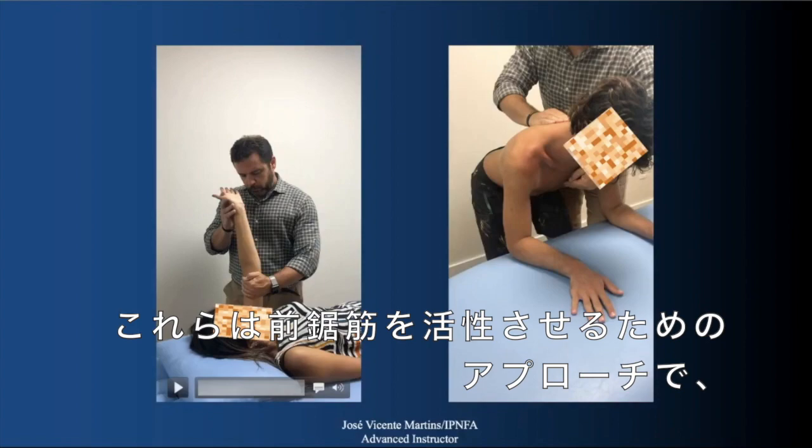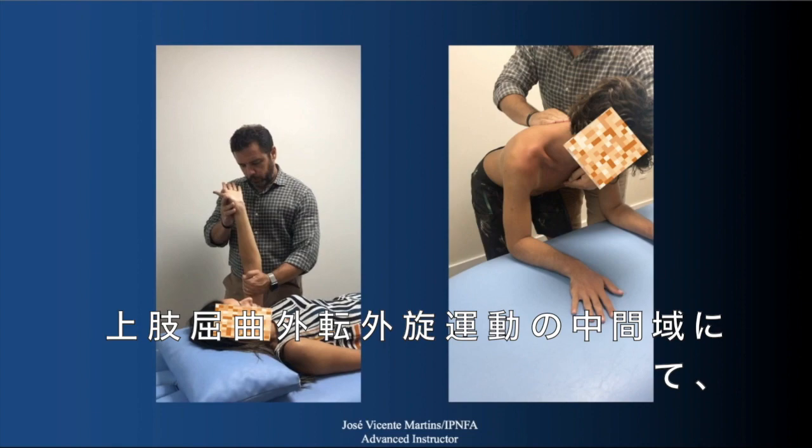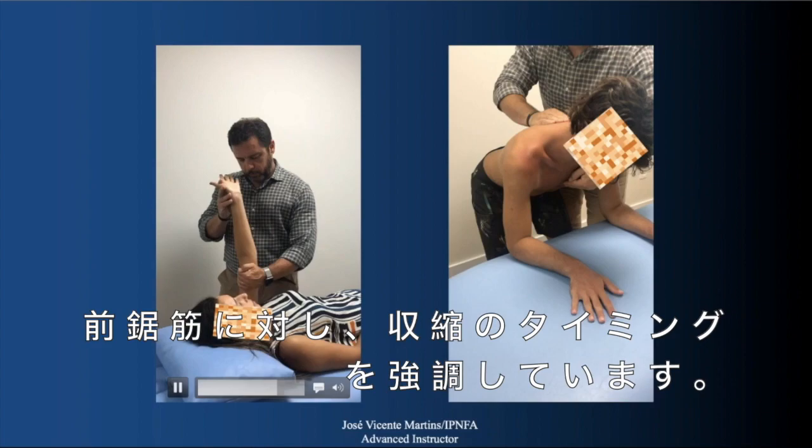And here, thinking about serratus, I'm using timing for emphasis. The pattern is flexion, abduction, external rotation, and in the middle of the pattern, I'm using timing for emphasis to emphasize serratus anterior.